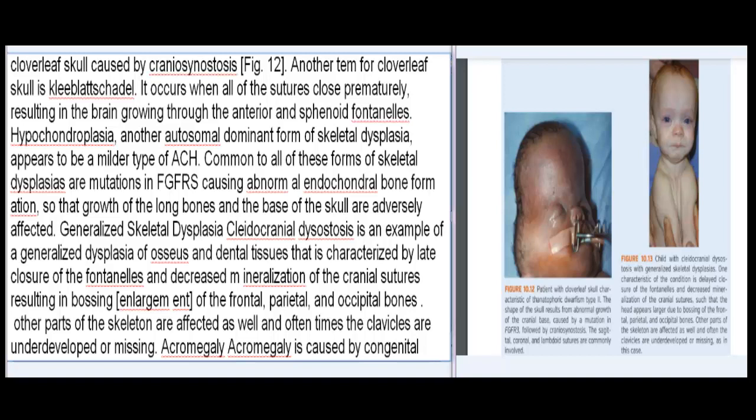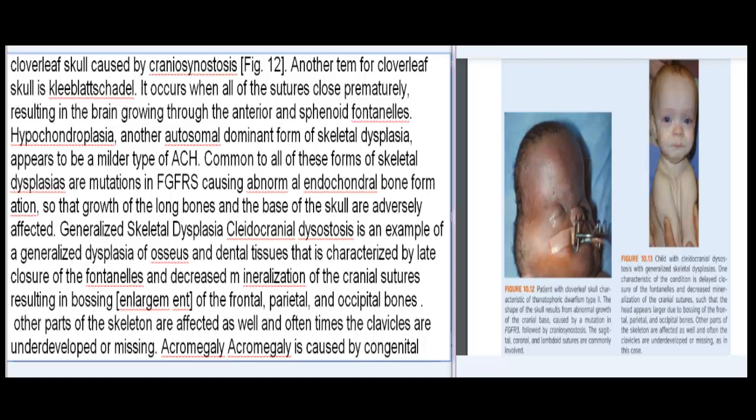Generalized skeletal dysplasia. Cleidocranial dysostosis is an example of a generalized dysplasia of osseous and dental tissues that is characterized by late closure of the fontanelles and decreased mineralization of the cranial sutures, resulting in bossing (enlargement) of the frontal, parietal, and occipital bones. Other parts of the skeleton are affected as well, and oftentimes the clavicles are underdeveloped or missing.